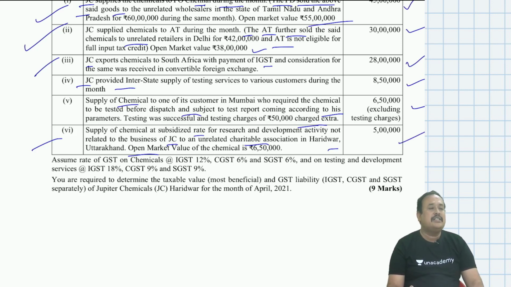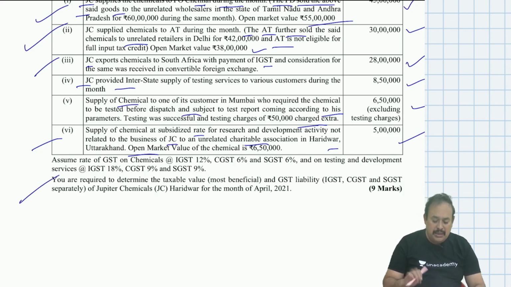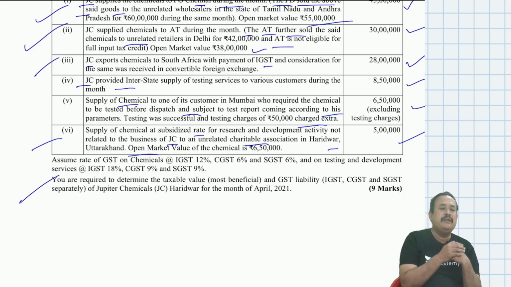Assume the rate of GST, CGST, SGST 6% each, IGST 12% on chemicals, and on testing development services IGST 18%, CGST, SGST 9% each. You are required to determine the taxable value most beneficial and the GST liability of IGST, CGST, SGST of Jupiter Chemicals Haridwar for the month of April 2021.